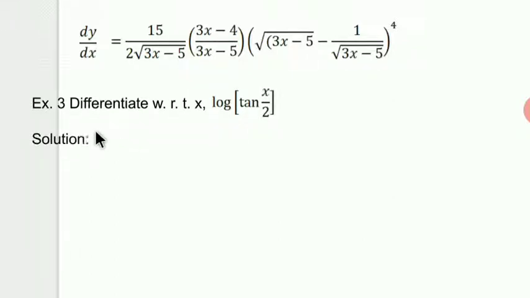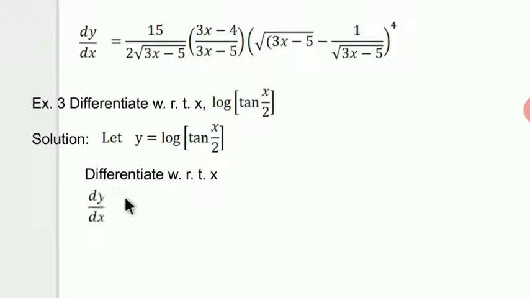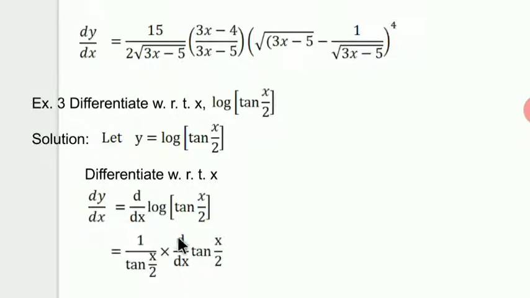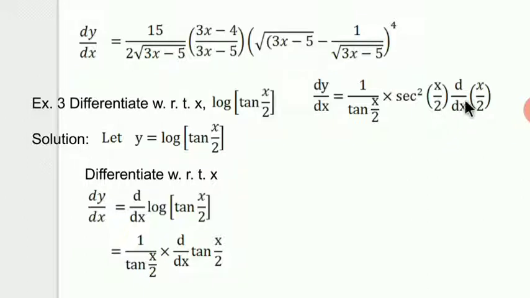In the solution, let y be the given function, y is equal to log of tan x upon 2. Now differentiate with respect to x, we get dy by dx is equal to d by dx of log of tan x upon 2. Now the derivative of log of f of x is 1 upon f of x into the derivative of f of x. So here it is equal to 1 upon tan x upon 2 into the derivative of tan x upon 2. Now the derivative of tan x upon 2 is sec square x upon 2 multiplied by the derivative of x upon 2. So it is 1 upon tan x upon 2 into sec square x upon 2 into the derivative of x upon 2.